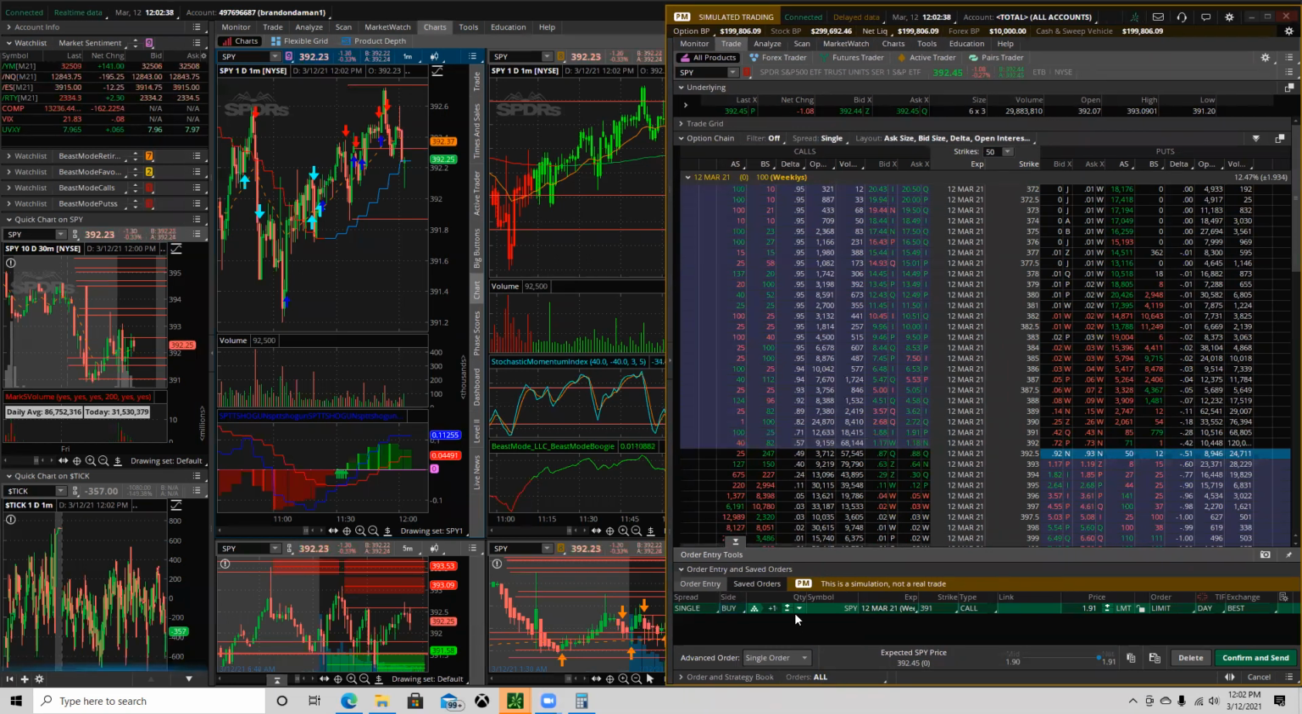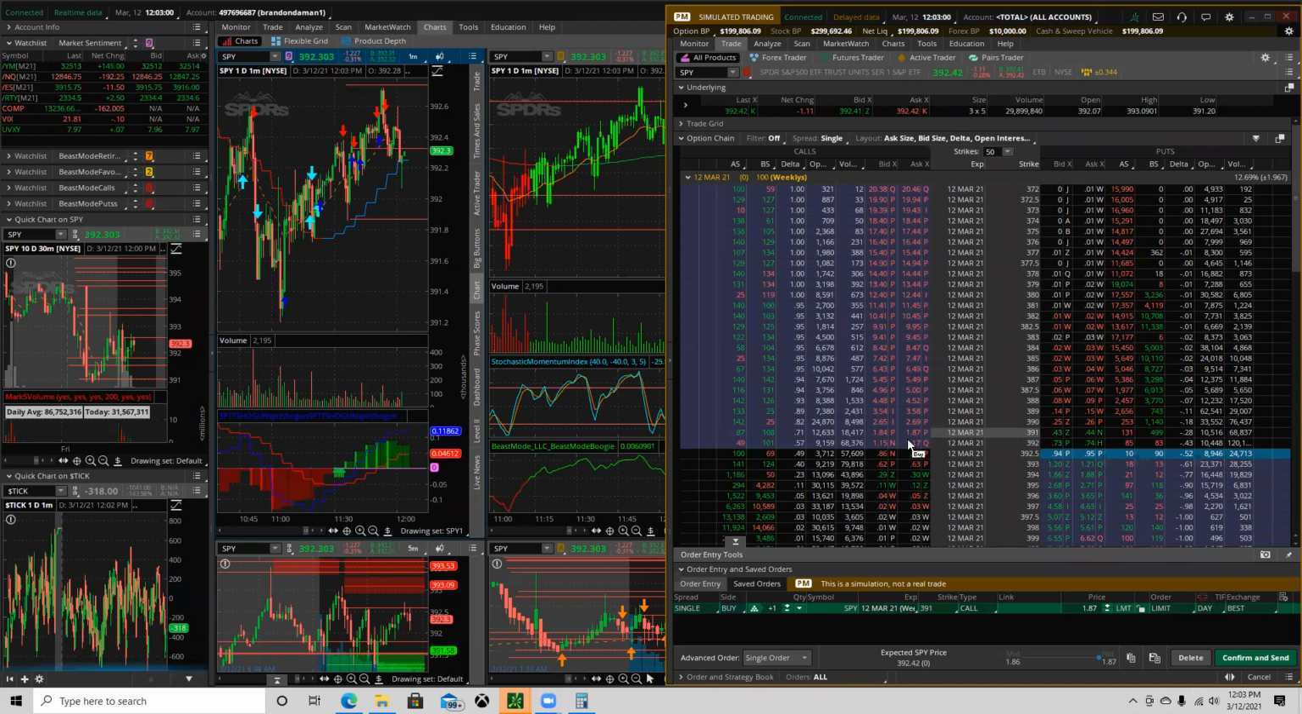All right. So you see right here, we're at 10. We're going to go to one contract. So if you're a beginner, you should start off always trading one contract, right? And you make sure this box is green. The symbol is SPY. The expiration is March 12th because we're day trading this. We do a 391 strike call, which is right here. Still under $2. So that's good.